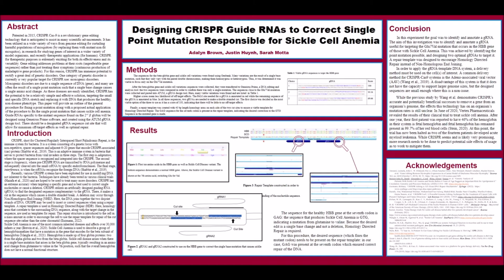Overall, the aim of this investigation was to identify and annotate a guide RNA useful for targeting the GLU7VAL mutation that occurs in the HBB gene of those with sickle cell anemia. We also designed a repair template in order to encourage homology-directed repair off the repair template in order to correct that change, that mutation. Overall, this could be a really successful tool to use.